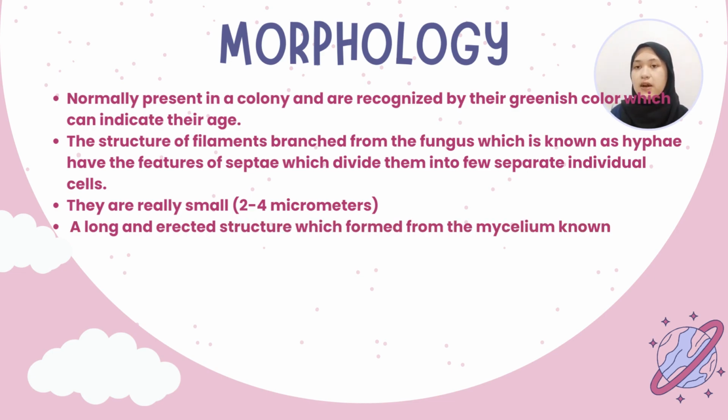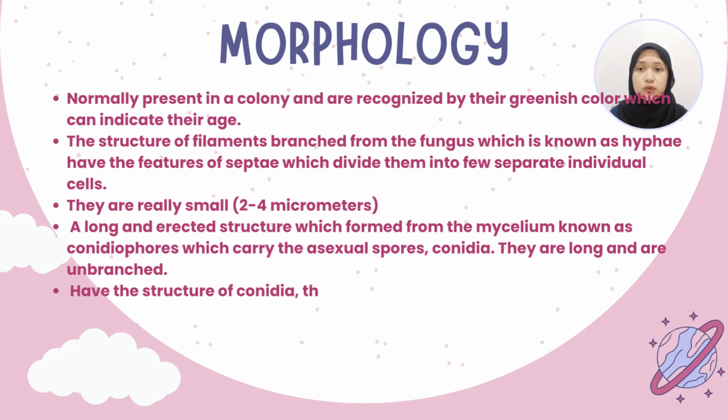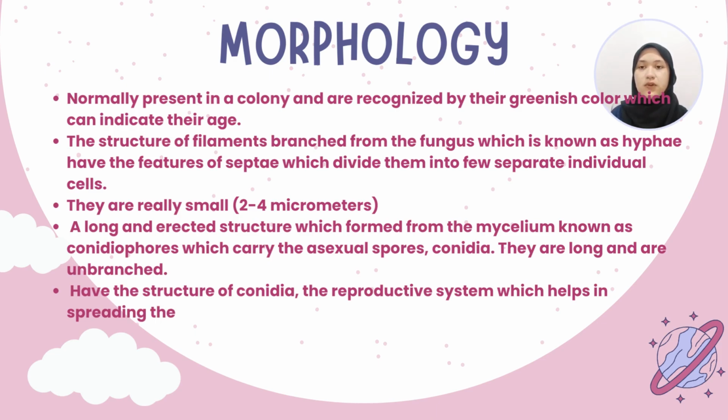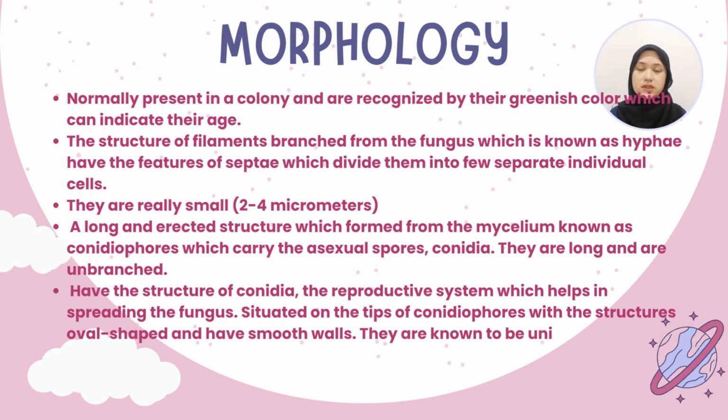It has a long and erect structure which forms from the mycelium, known as conidiophores, which carry the asexual spores called conidia. They are long and known to be unbranched. They have the structure of conidia, which is the reproductive system that helps to spread the fungus. It is situated on the tips of conidiophores with oval-shaped structures and smooth walls. They are also known to be unicellular and green in color.